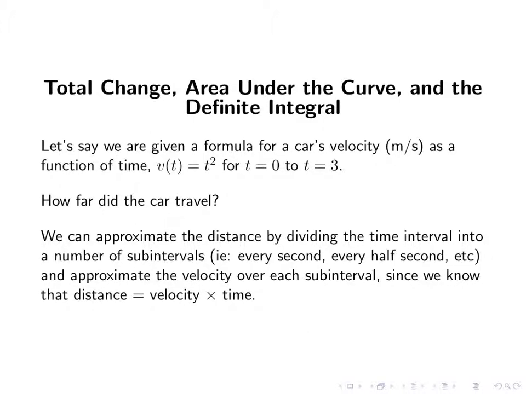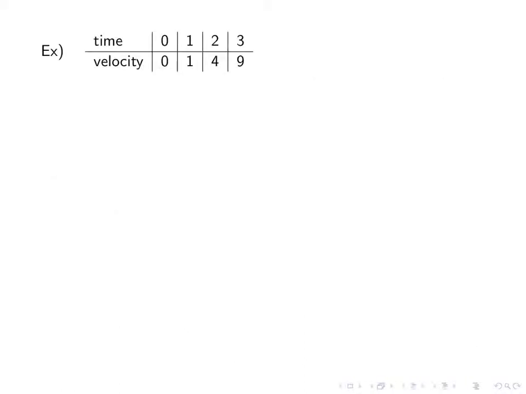So we could divide the time from 0 to 3 into every second or every half second or every quarter of a second or whatever subinterval you'd like to do. And then we can choose a velocity for each subinterval and pretend that it's constant. And then we can use the fact that distance equals velocity times time. So we're going to look at an example.